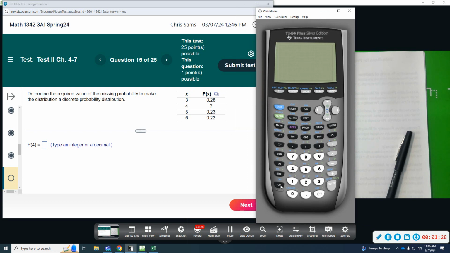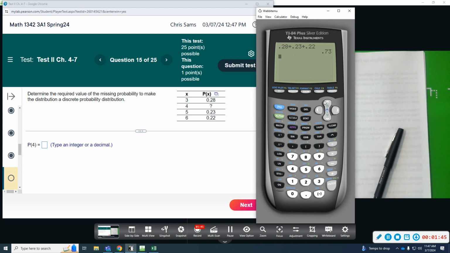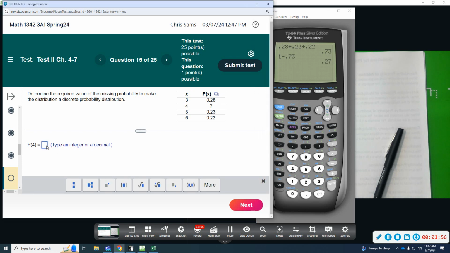the given probabilities. So the 0.28 plus the 0.23 plus 0.22. Get that total. So we got 0.73. We're going to do 1 minus 0.73. That tells us the missing probability is 0.27. So the probability that 4 happens is 0.27.